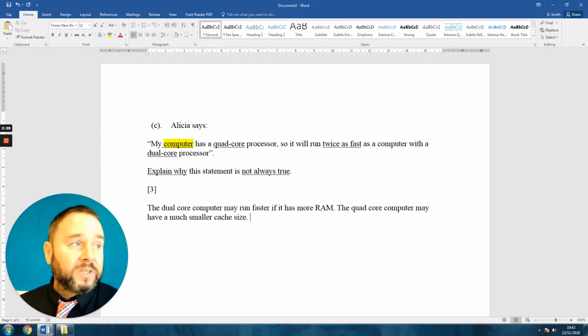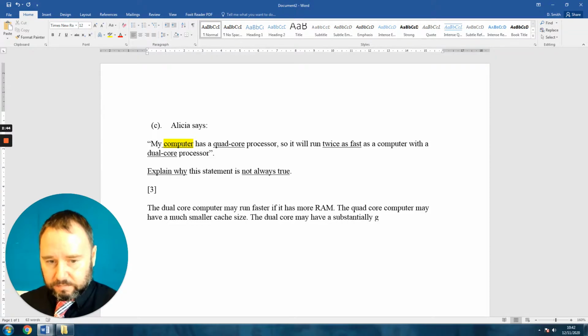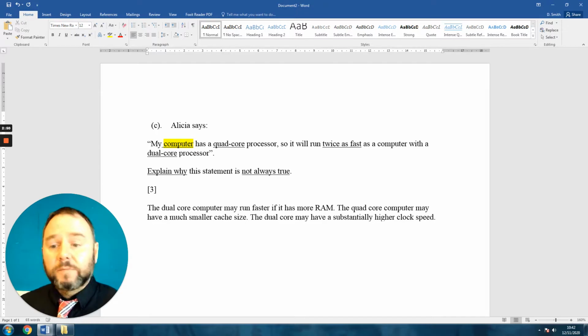What else affects the speed of a computer? We're not talking about processors, we're talking about the speed of a computer. Well, clock speed. So the dual core may have a substantially higher clock speed. There we go, nailed it.